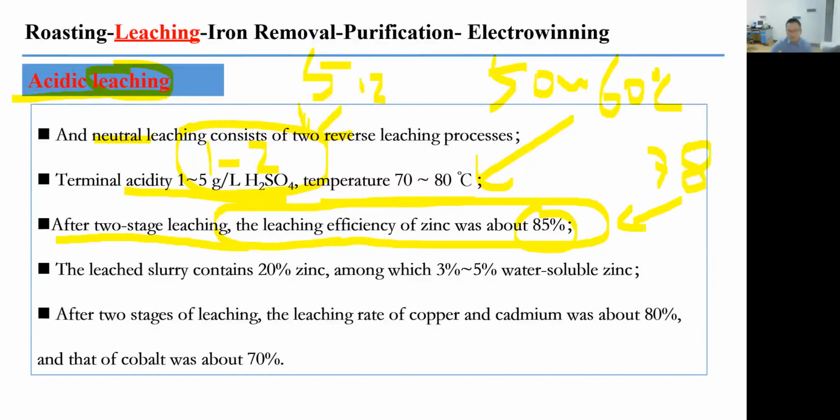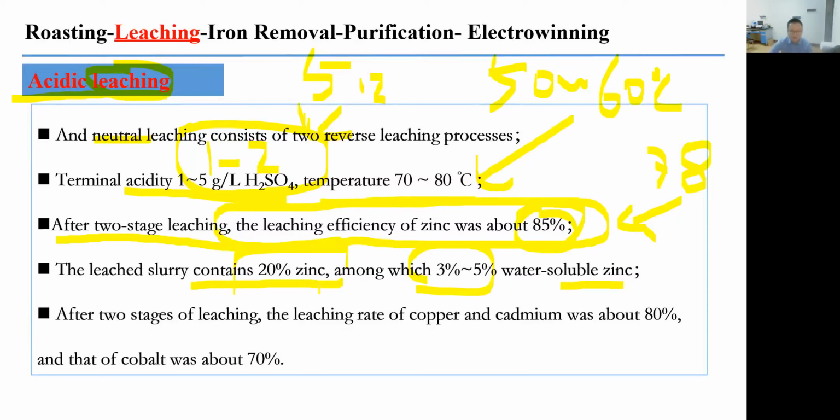So we have 7% improved. And the leached slurry still contains some 20% zinc, and 5% are soluble ones, which can be improved by washing. And if we want to improve this number, 85%, we have to make more effort.